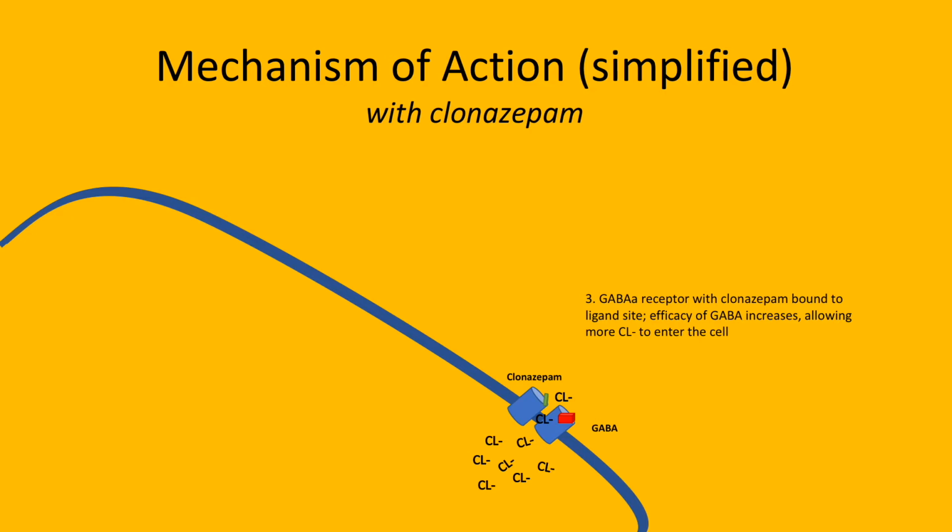Clonazepam also binds to the receptor and causes a conformational change, making GABA more efficient at letting chloride in. This further hyperpolarizes the cell and is why we see a depressive effect on the central nervous system.